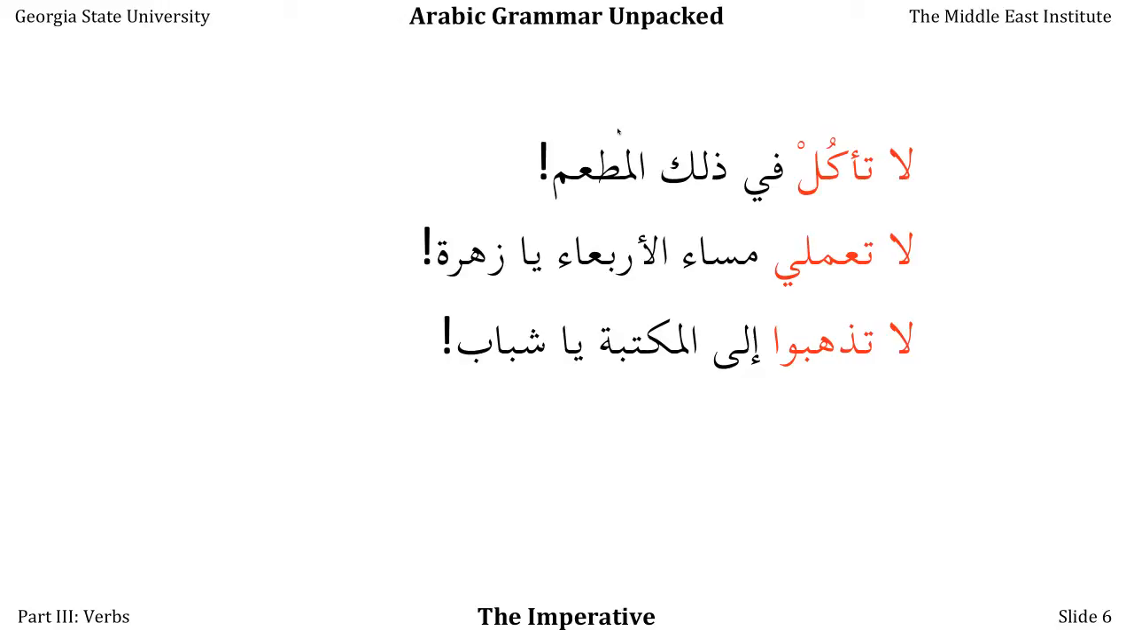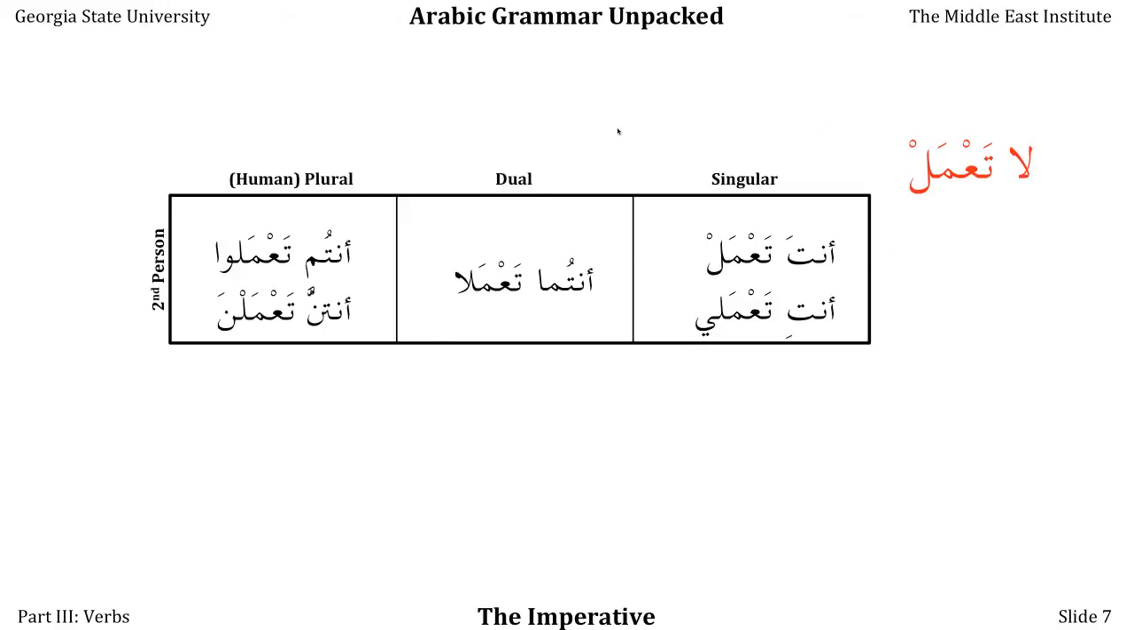The affirmative command is a little bit more complicated. So what we have to do is start with the Mudari' Majzum, the same form we used for the negative command. Now, the first thing we're going to do to form the affirmative command is simply to take off the ta in each form. So we're left for the anta form, for example, with amel, which is the command form.